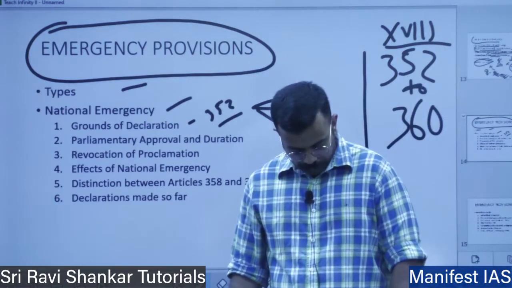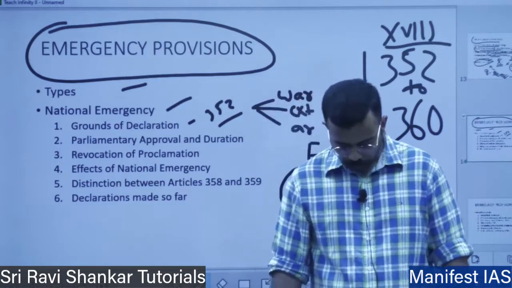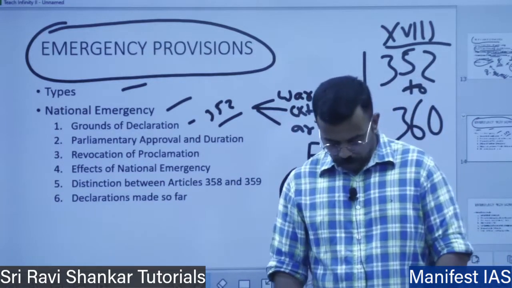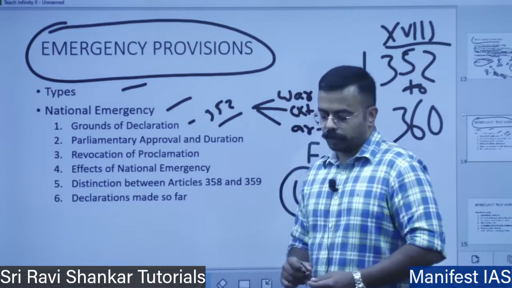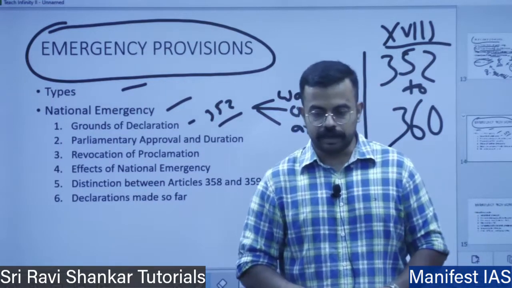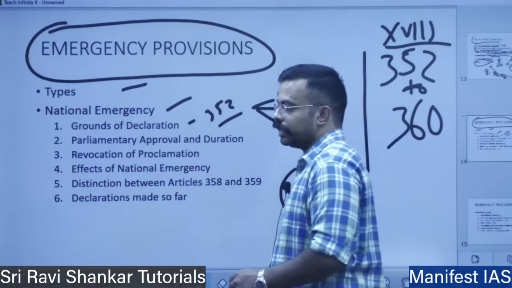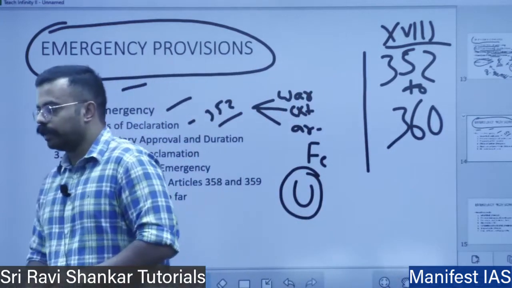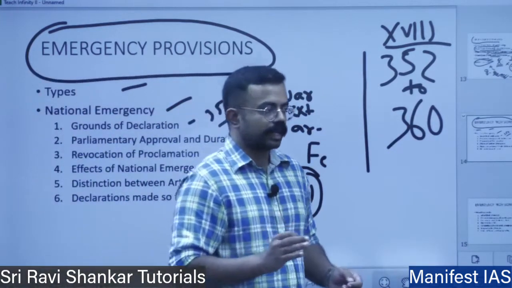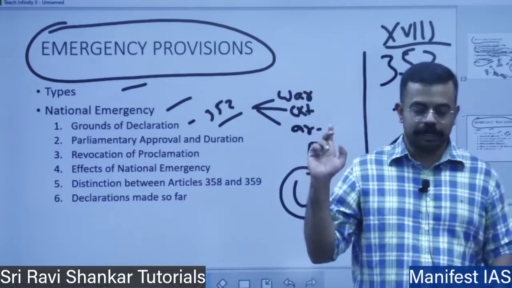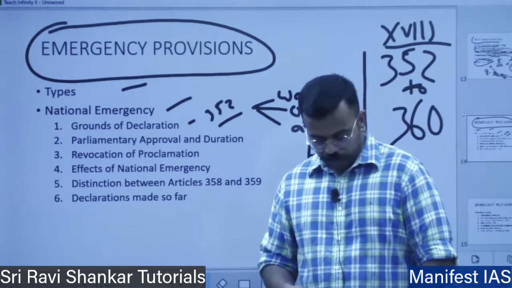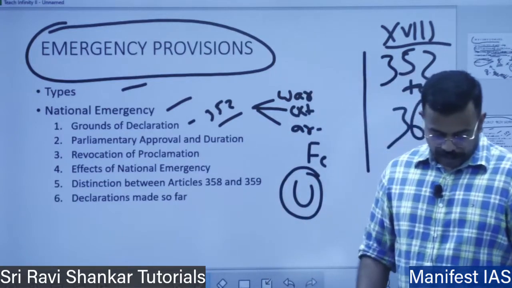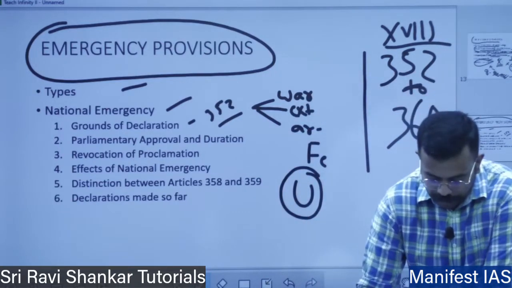Also we have armed rebellion. Armed rebellion means within the boundary of India there is a rebellion. So if there is a condition of civil war satisfying the condition of armed rebellion, there should be use of arms in that rebellion, then only an emergency can be declared.